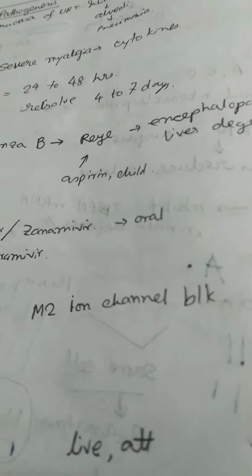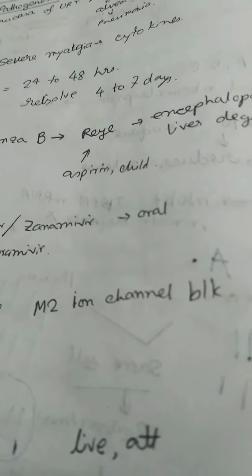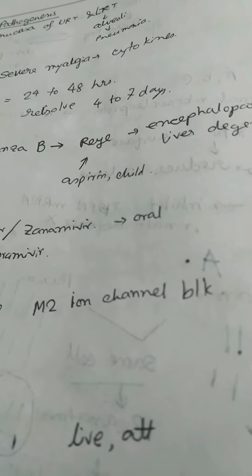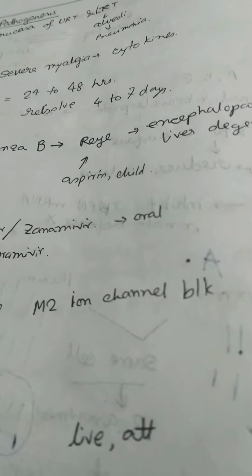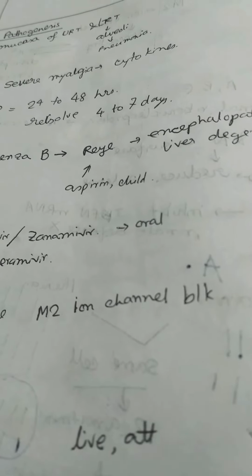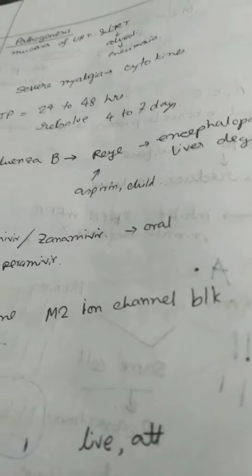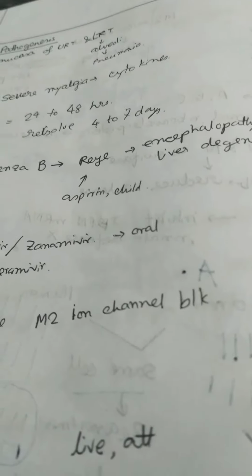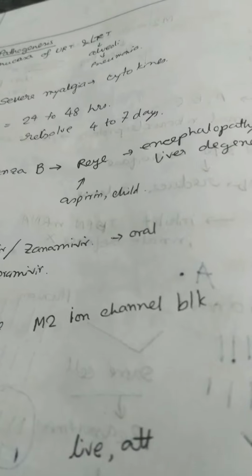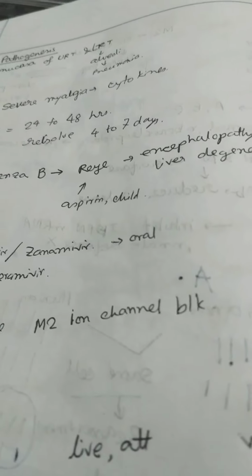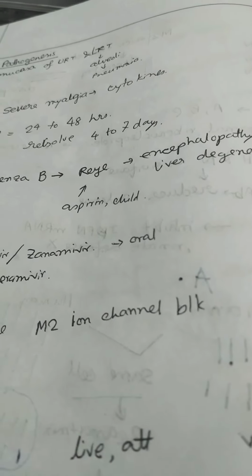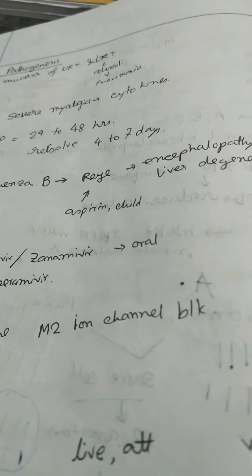Now come to lab diagnosis. Mainly it's clinical diagnosis, and lab diagnosis includes isolation of the virus, serology, viral antigen, viral RNA. For isolation of the virus, the sample should be nasal washing or throat swab, obtained within 3 days after the onset of infection. Then it should be cultured in embryonated egg or primary monkey kidney shell vial culture and detected by hemadsorption or hemagglutination inhibition test.